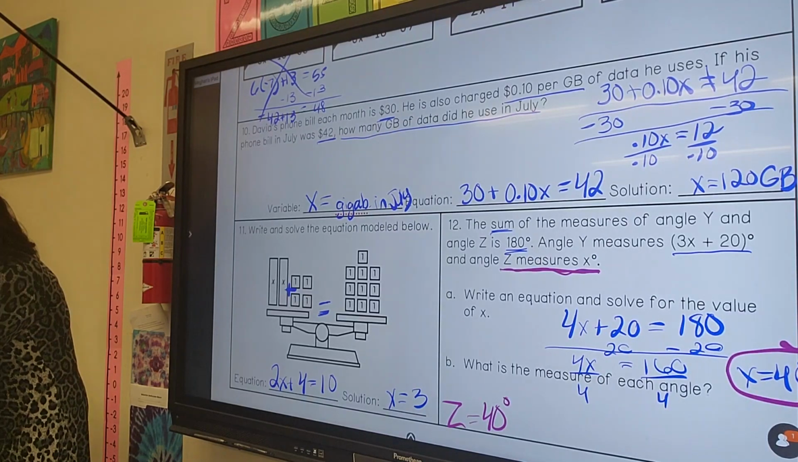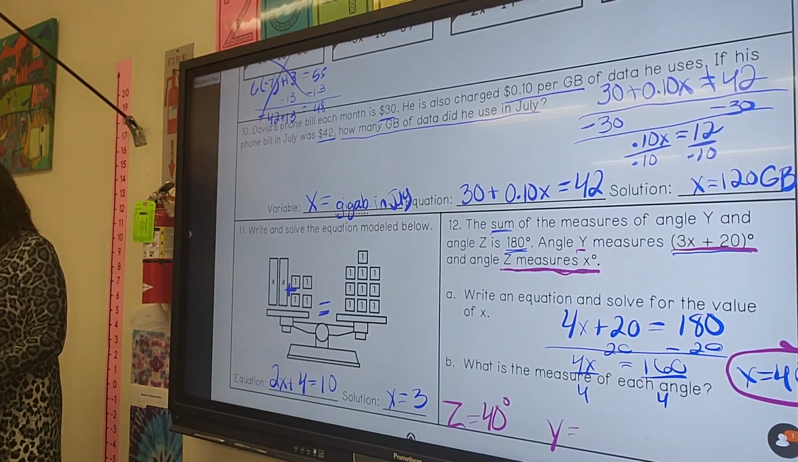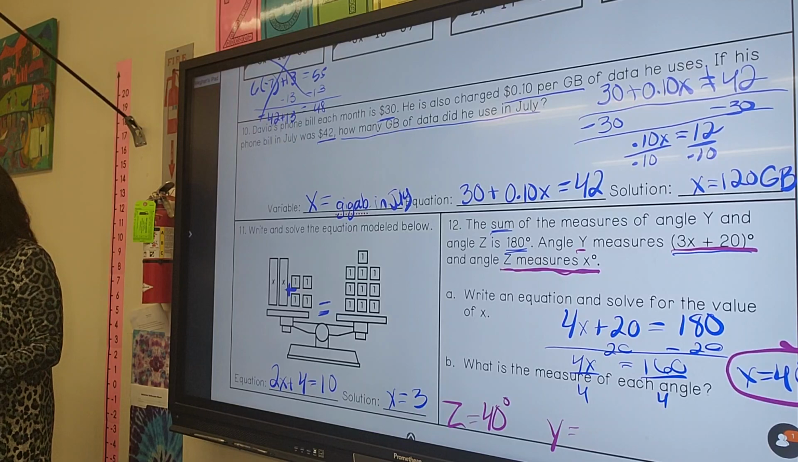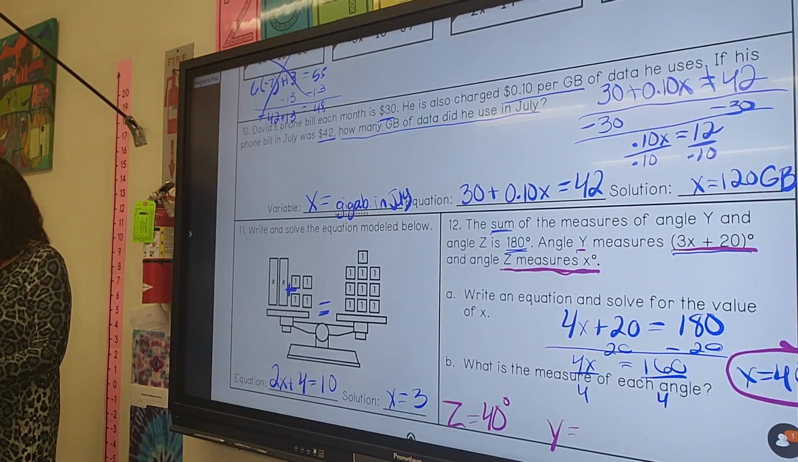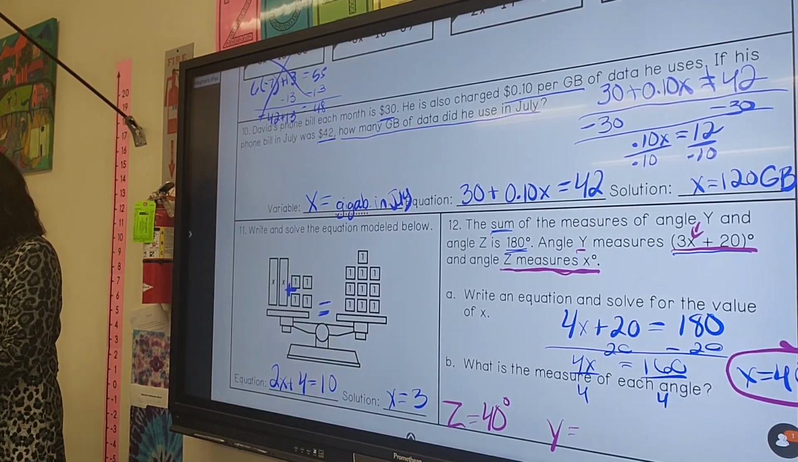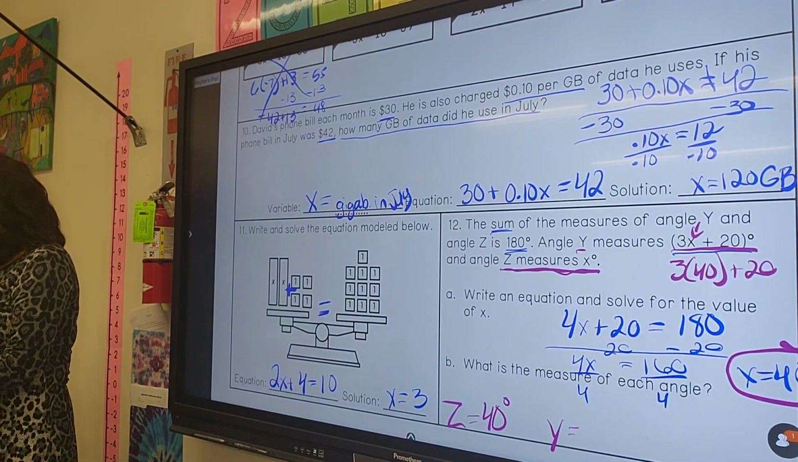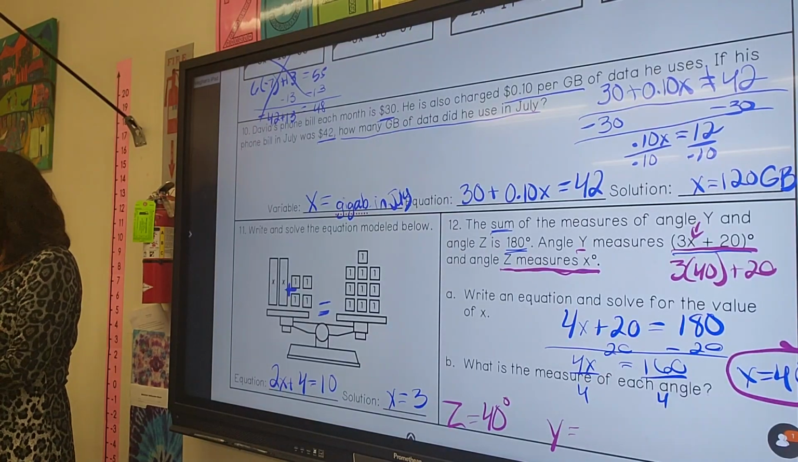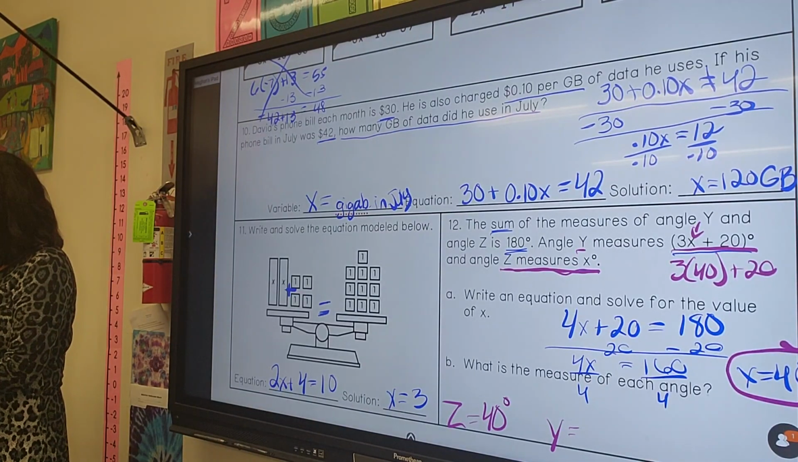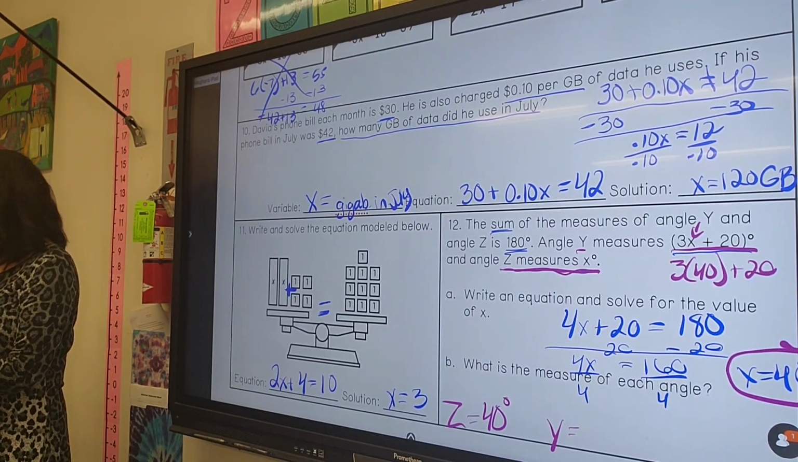Angle Y is 3x plus 20. So for that, we would just plug in 40 for that x right there. 3 times 40 plus 20. And so 3 times 40 is 120. 120 plus 20 is 140.